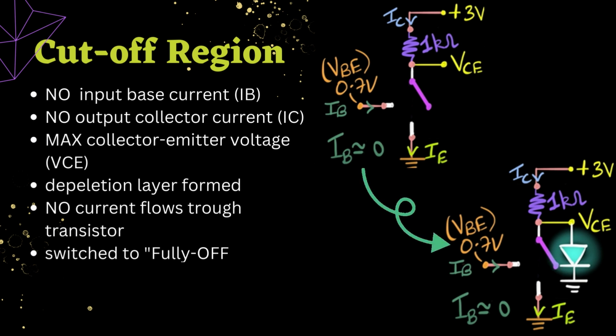And then next, the collector emitter voltage will be at maximum value. This is because if IC is 0, no current flows through the 1 kilo ohm, and therefore there will be no voltage drop. So VCE will be at the maximum value, which from the diagram itself is 3 volt. In the transistor itself, the depletion layer will be formed. Therefore, no current can flow through the transistor, and the transistor is fully off.